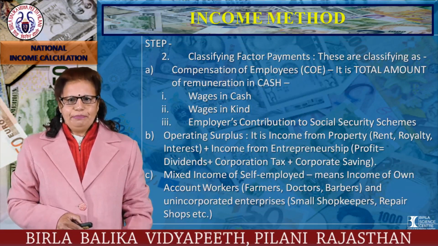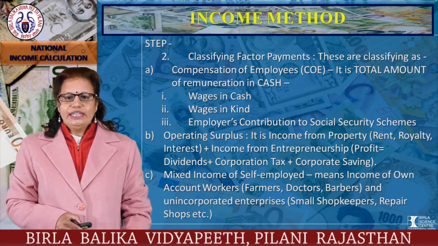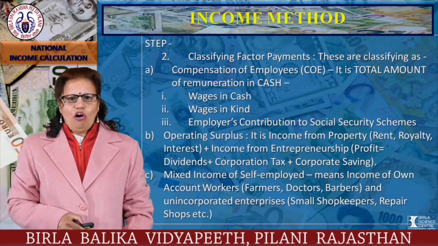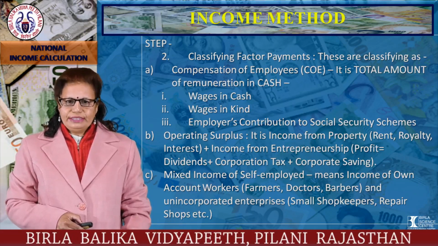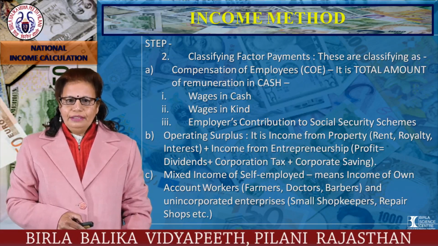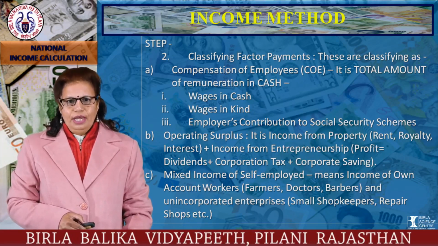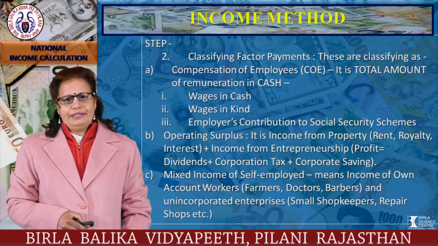Now we will classify factor payments. These are classified as compensation of employees. In short form, you can call it COE. It is the total amount of remuneration in cash and kind also. For example, I am the teacher. If I am getting the salary, I am getting it in cash. But if I am getting other medical facilities, uniform, housing, then it is wages in kind. Employees' contribution to social security schemes. So if you add all the three items, you get compensation of employees.